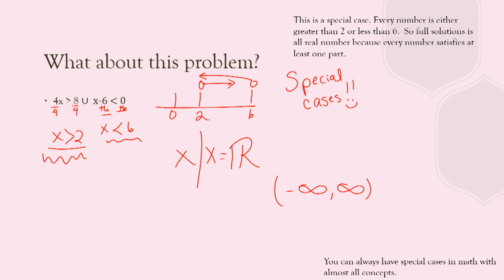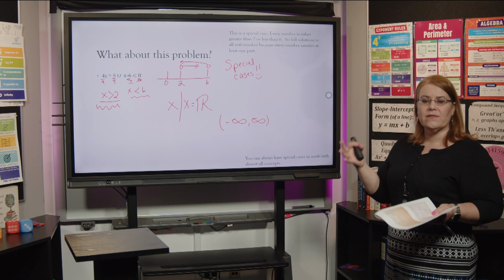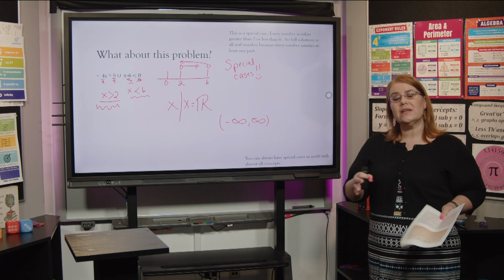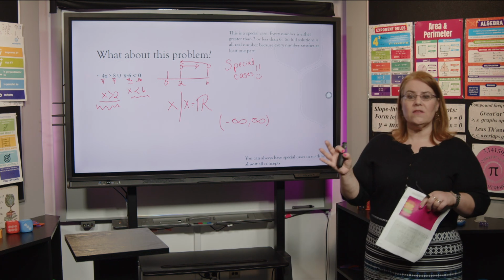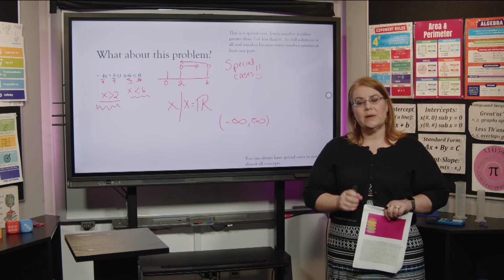All right. It also tells us you can always have a special case within math. Almost all of our concepts, it doesn't matter if it's algebra, it doesn't matter if it's geometry, algebra 2, you're always going to have those special cases. So I don't want you to go, wait a minute, that goes against everything you've told us. No, there's always going to be special cases.